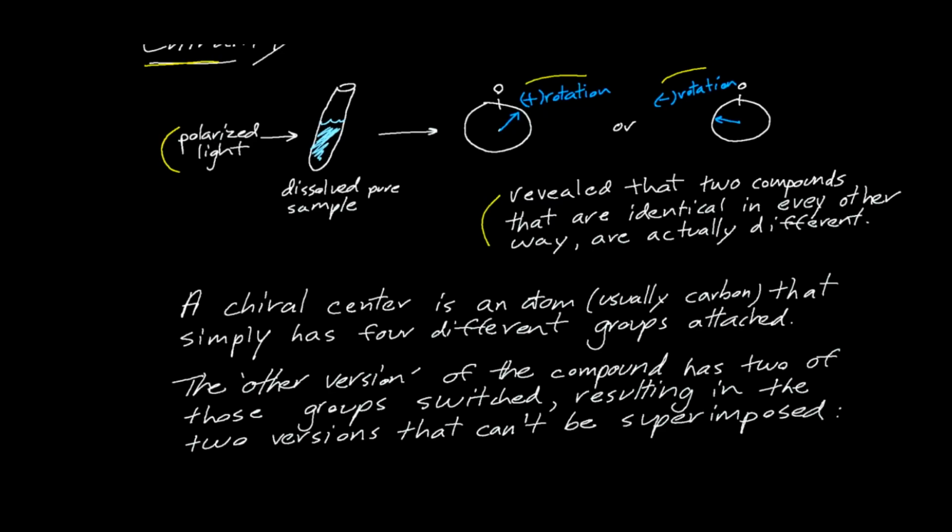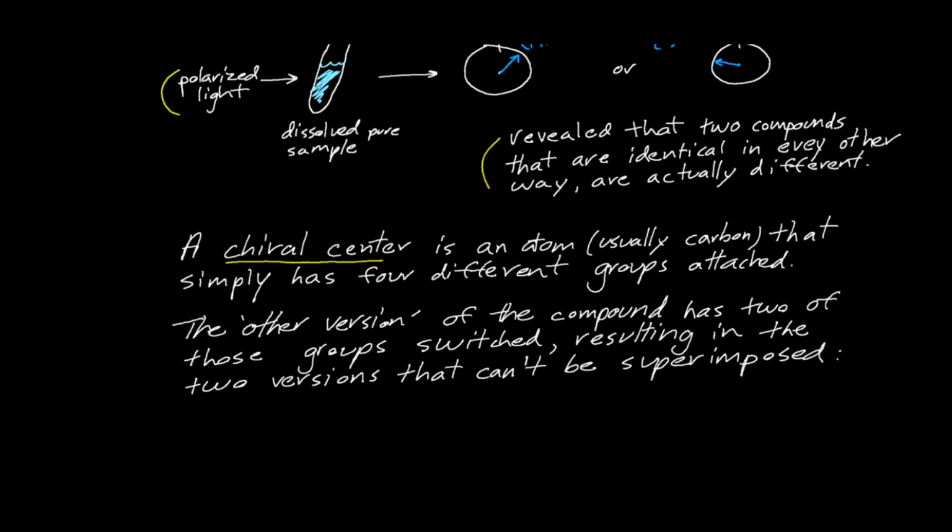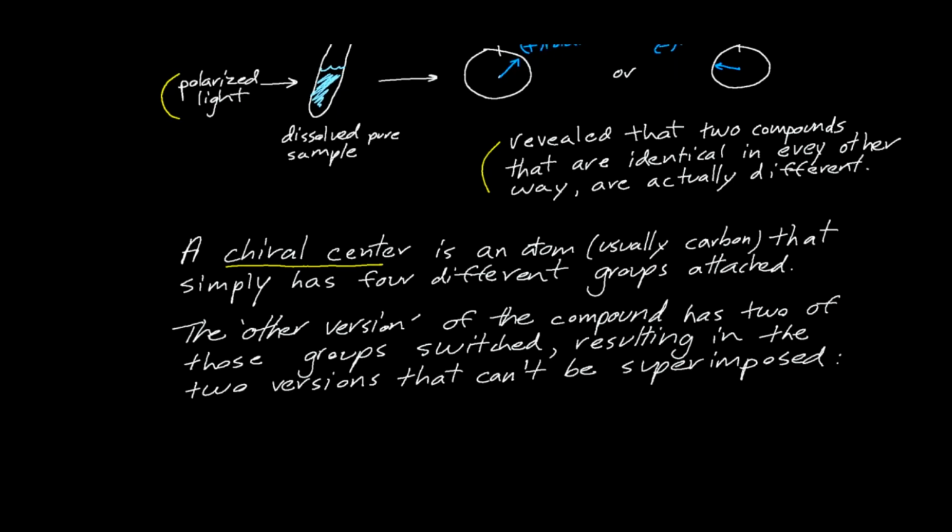This phenomenon is the result of having a chiral center. That is an atom, usually carbon, that has four different groups attached. So in order to recognize the chiral center, you have to have good knowledge of structure and bonding and understand and recognize that there are four different groups attached to an atom, like carbon. To get from one version to the other, you have to basically detach and switch any two of the four groups.